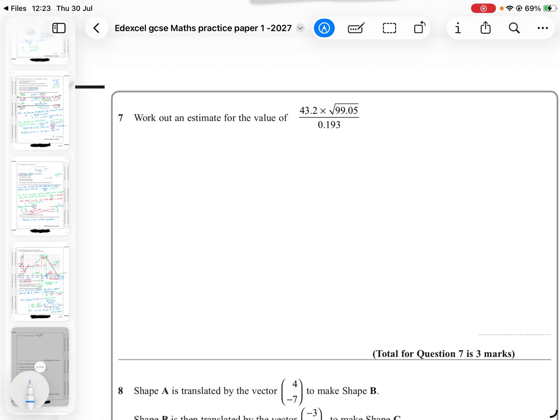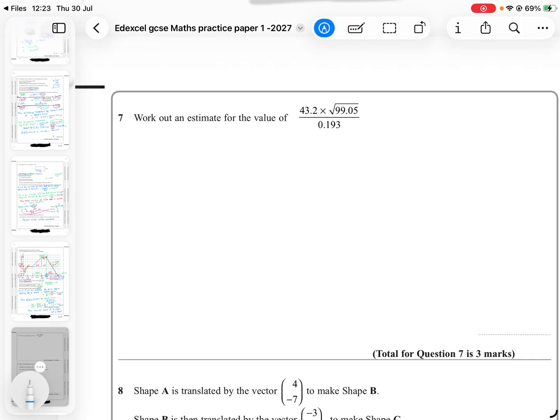Hi, I'm going to walk you through question 7. Work out an estimate for the value of 43.2 times the square root of 99.05 divided by 0.193. So they ask for an estimation.